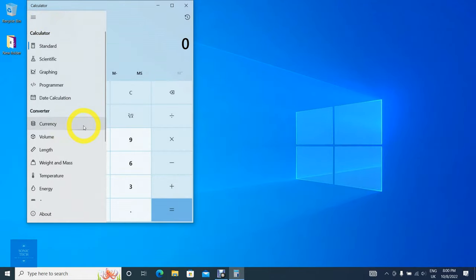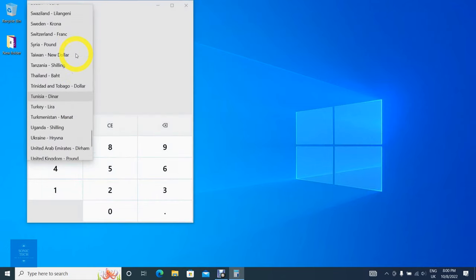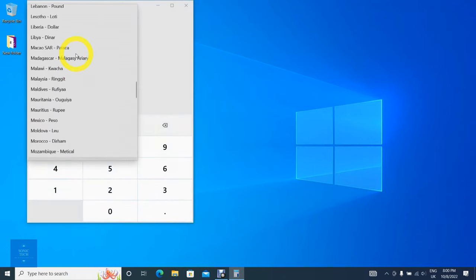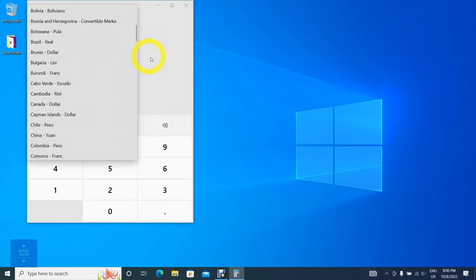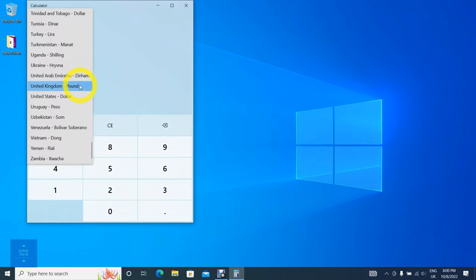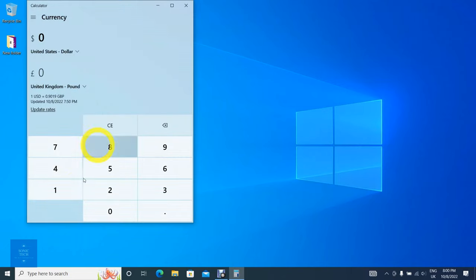We will start with currency. Choose the currency you want. You will find US dollar, pound, dirham, Turkish lira, and a lot of other currencies. But you have to be careful, a network connection is required to get the latest update on the currency status.